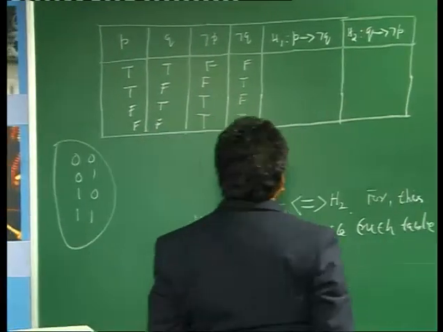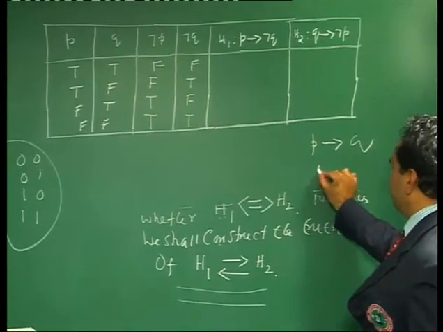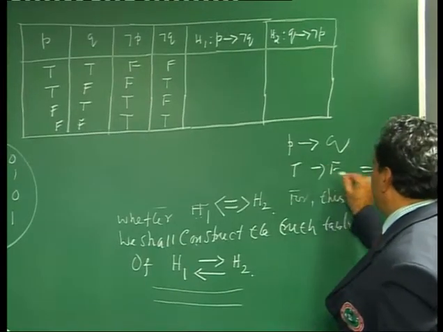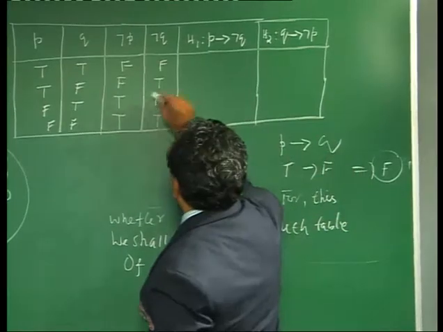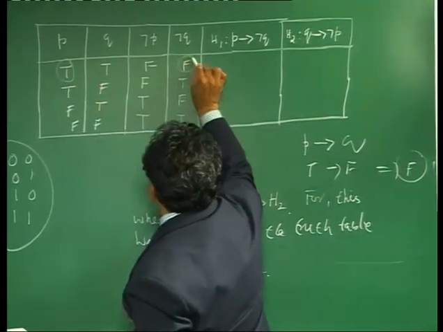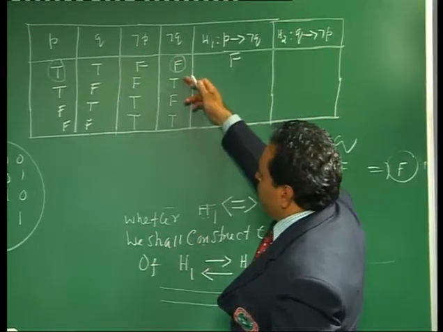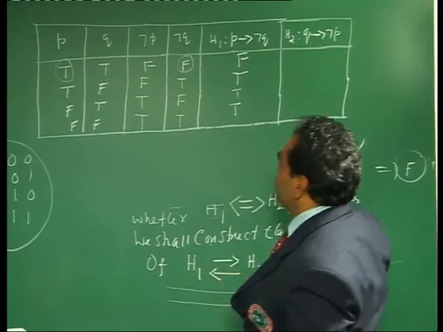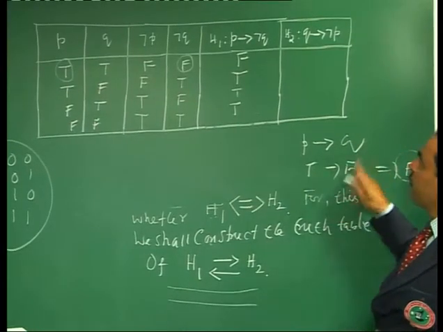Now, we want the truth table of P implies Q. For P implies Q, all you should remember is that T F means F. Otherwise, it is always true. Where do I find that now? You see here, P is true, and negation Q is false. So T F will bring F. For the others, we find that it is always true. Please remember, P implies Q is assumed false only when P is true and Q is false.